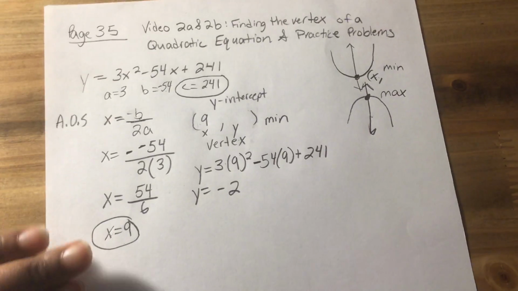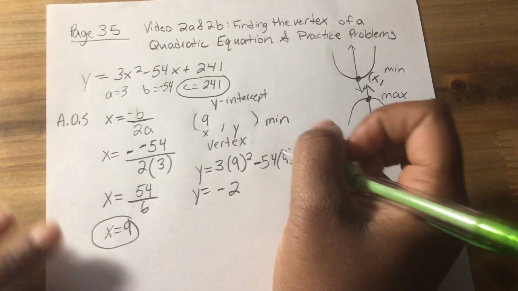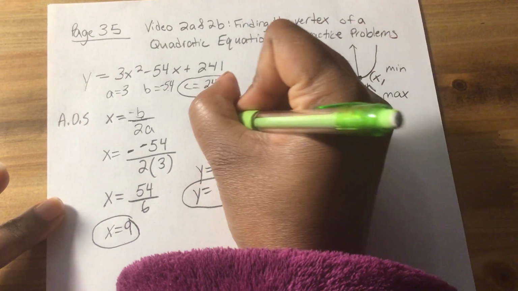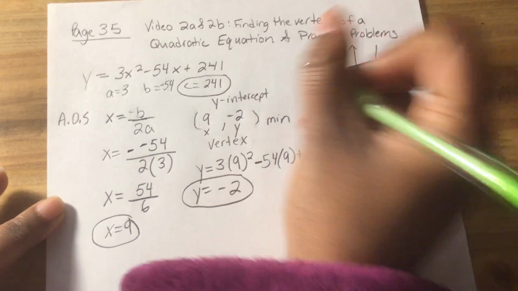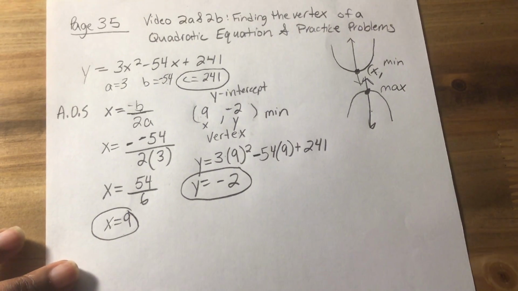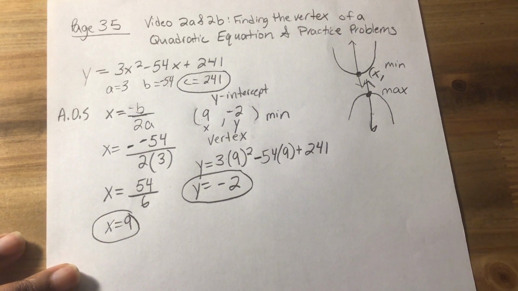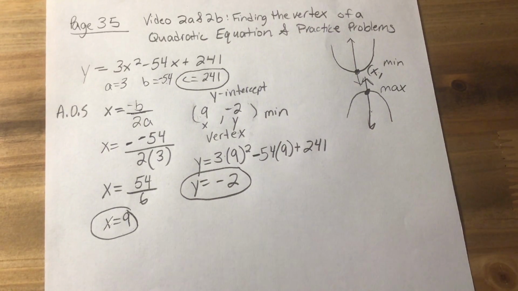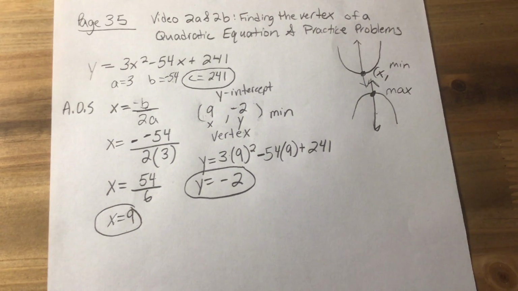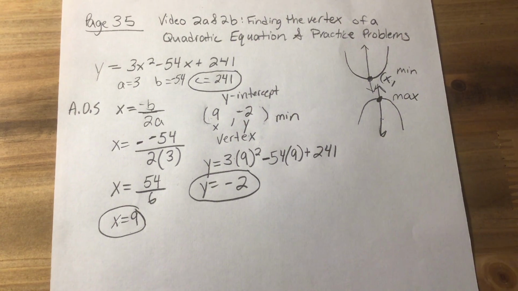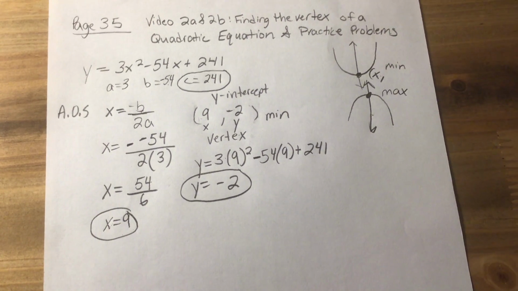So my vertex is going to be (9, -2). Minimum value. My vertex is the minimum, the smallest value on that U, the bottom part. So now, what else? I found the vertex, I found the Y-intercept. I think that is everything.